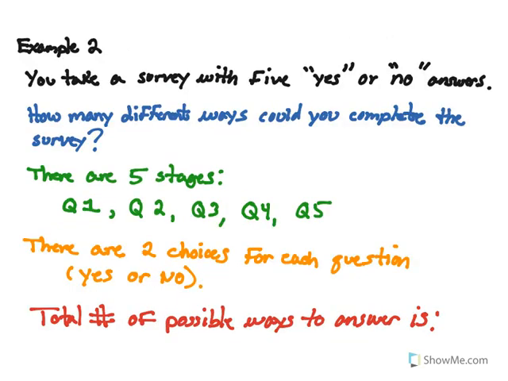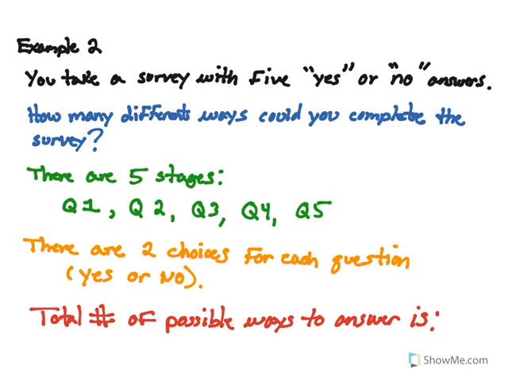The next example will be this one. You take a survey with 5 yes or no answers. You basically want to find out how many different ways you could complete the survey. Okay, so you have 5 yes or no answers. Keep in mind, what does that mean? How many questions do you have? If you have 5 yes or no answers, it means you should have 5 questions to answer, right? Each question has a yes or a no answer.